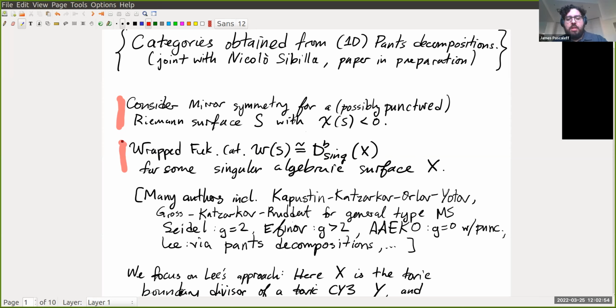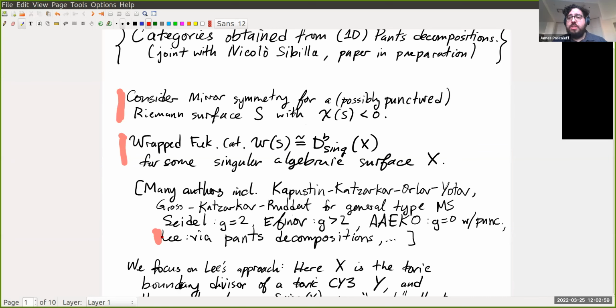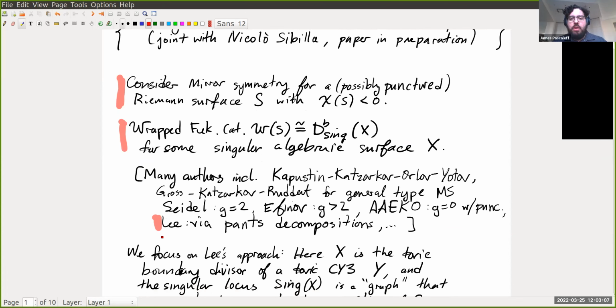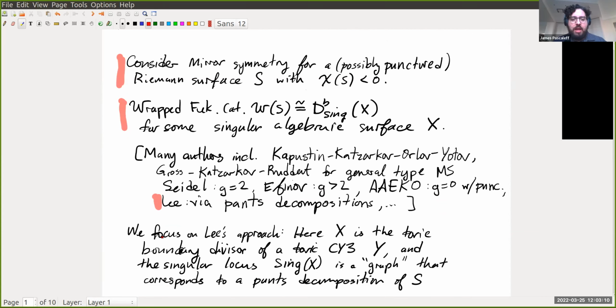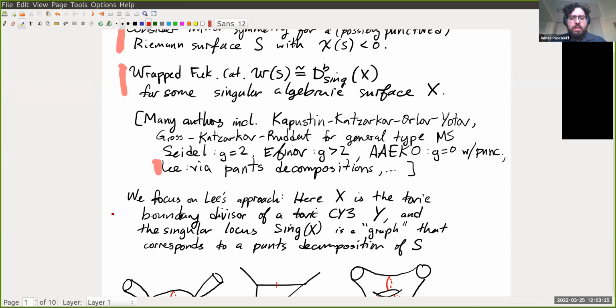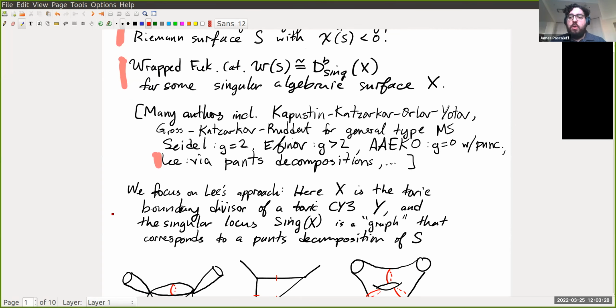And the one that's closest to the perspective that I'm going to present today is due to Heather Lee, which approaches it by taking your Riemann surface and decomposing it into pairs of pants. So that's the one that I'm going to be following today. And of course, there are many other papers on Fukaya categories of surfaces, mirror symmetry for surfaces, and other aspects. I'm not trying to survey all that literature right now. Okay, so let's focus on Lee's approach, and talk a little bit more about what the precise statement is.